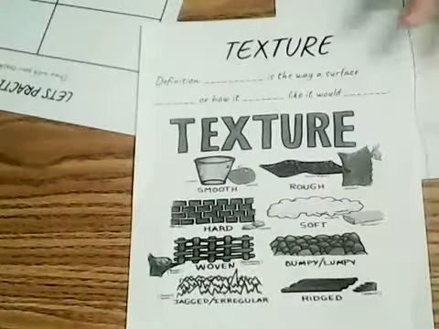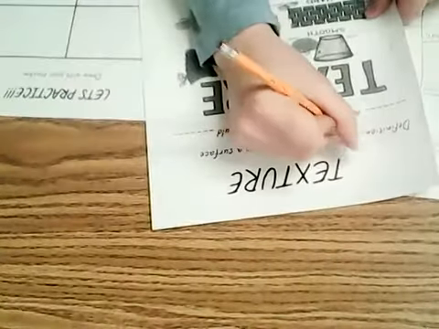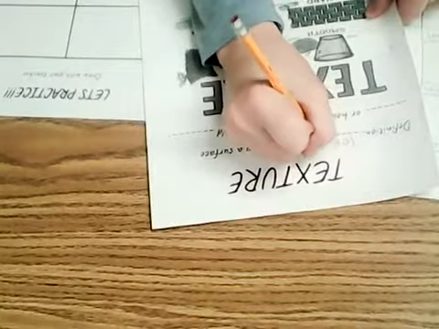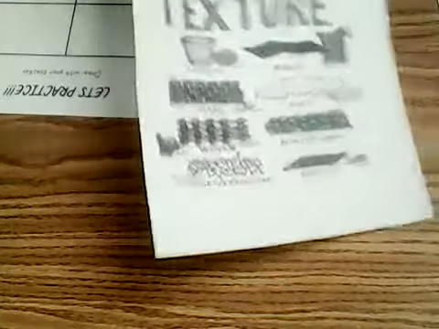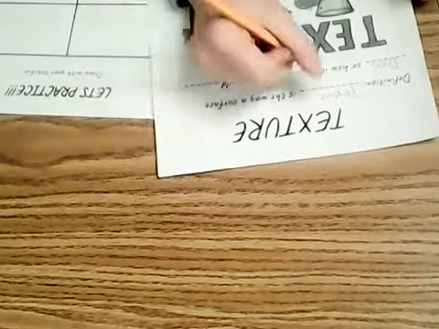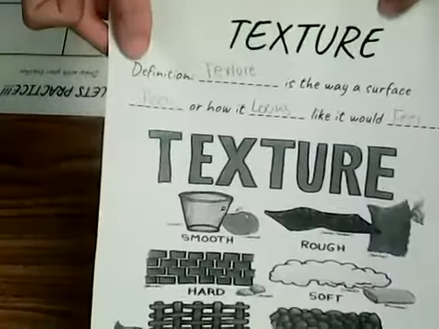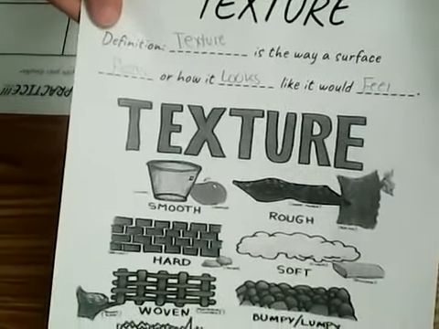So let's do the definition of texture. Texture, so that's going to be the first blank. The first blank is texture. Is the way that something feels or how it looks like it would feel. So for my older friends that are watching this video, that is your definition. Texture is the way a surface feels or how it looks like it would feel. So that is the definition of texture.